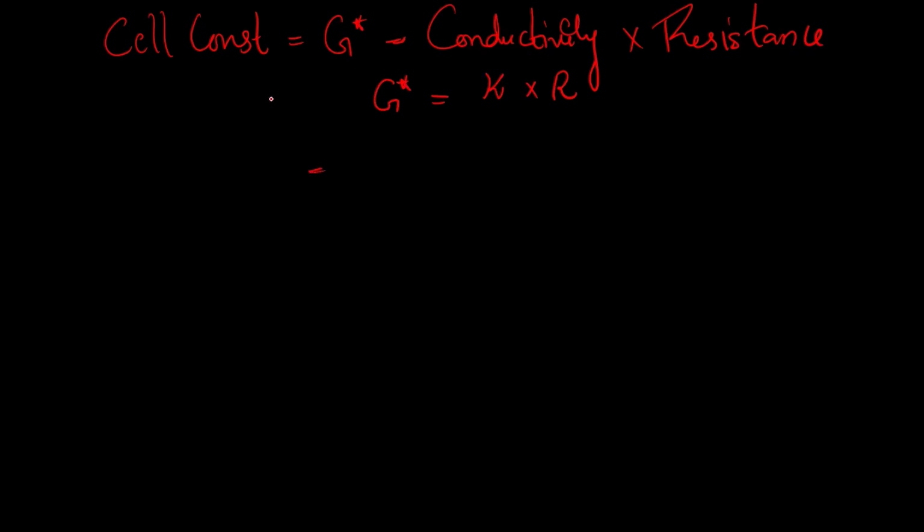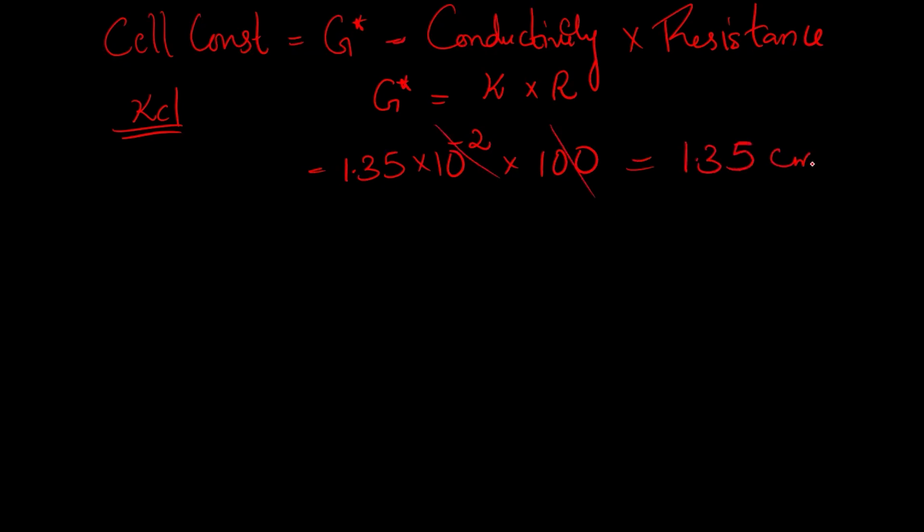Conductivity of KCl, in the case of KCl we are doing. Conductivity is given in the question as 1.35 times 10 to the power minus 2 and resistance is given 100 ohm. So by calculating you will be getting 1.35 centimeter inverse. That is the cell constant G star value. So same cell constant, right?